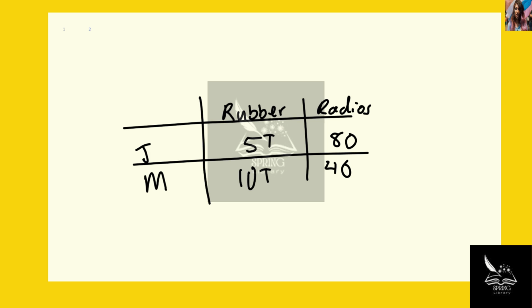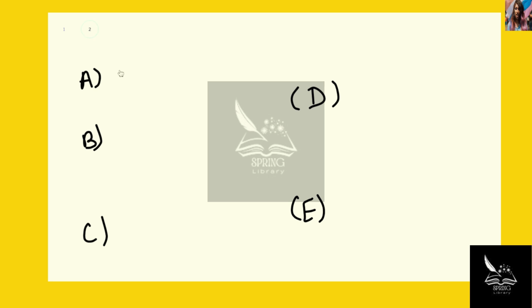First thing we have to do is find out who has the absolute advantage in the production of rubber and radios. Absolute advantage is just who can produce more of one good with the same amount of inputs. We have one worker, the same amount of inputs. For radios, if we compare the two, 80 is greater than 40, so Japan has the absolute advantage when it comes to radios. If we compare rubber, 10 is greater than 5, so Malaysia has the absolute advantage when it comes to rubber. So let's just make a note of that. So radio, Japan has the absolute advantage, and rubber, Malaysia has the absolute advantage.